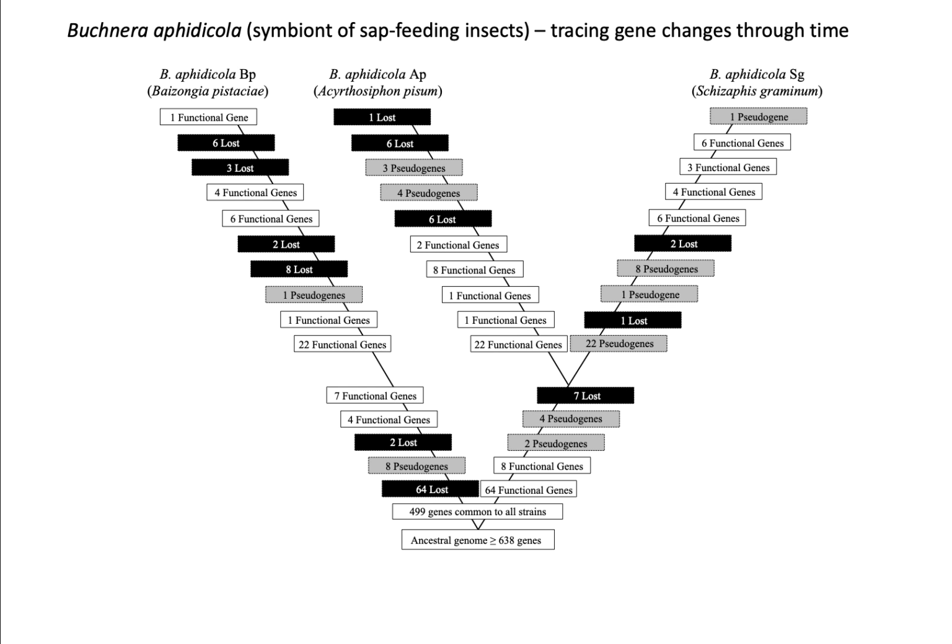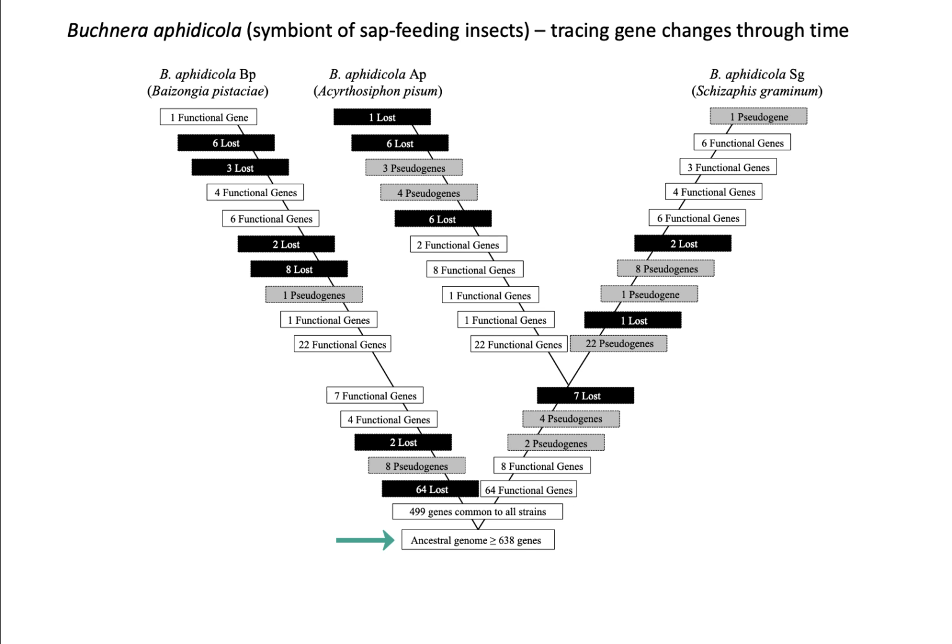Here's another way to compare genomes, and this is a study done on Buchnera aphidicola, which is a symbiont of sap-feeding insects. Sap is nutritionally very poor, but these bacteria grow inside of the sap-feeding insects and produce amino acids and cofactors, vitamins, and things like that, so that sap-feeding insects can actually survive by feeding on the sap.